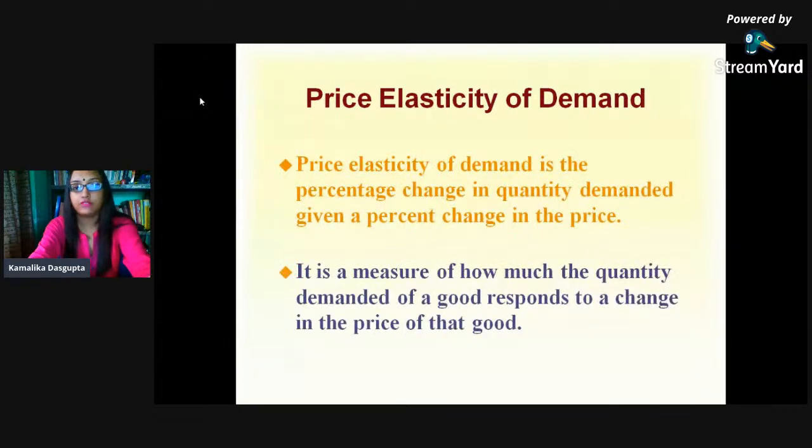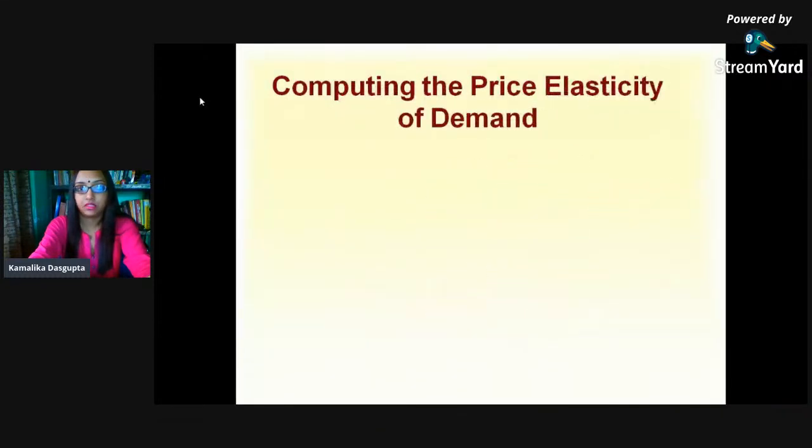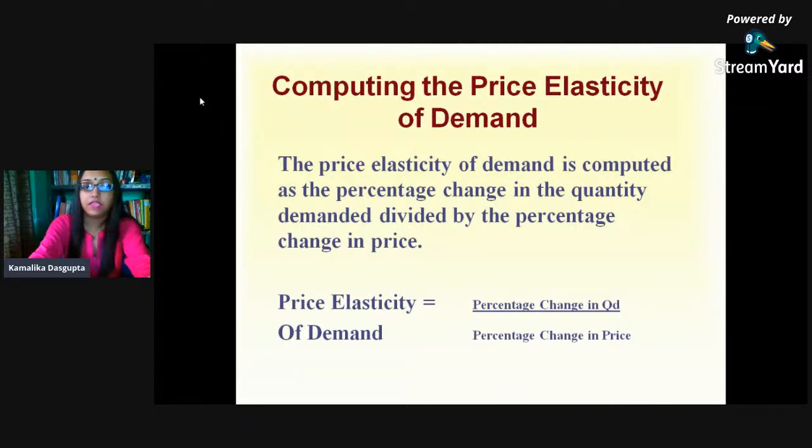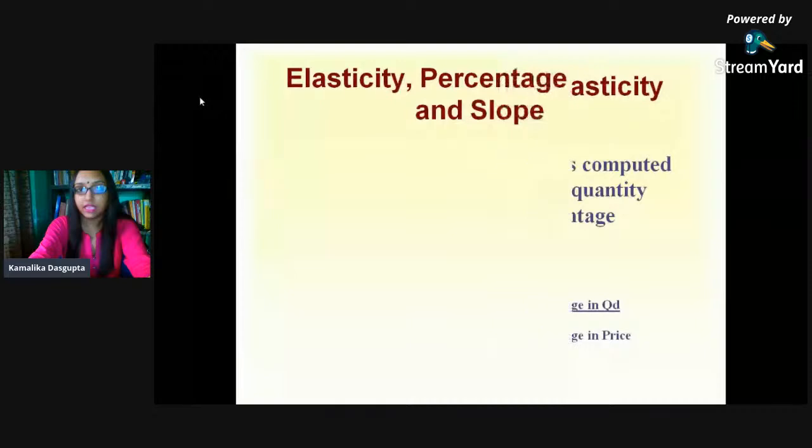No, what you have to do is measure elasticity in terms of percentage change in quantity demanded and percentage change in price. So it is a measure of how much the quantity demanded of a good responds to a change in the price of that good. Now we all know the formula of price elasticity of demand, in short, PED. The formula is the percentage change in quantity demanded divided by the percentage change in price. That is as simple as that.